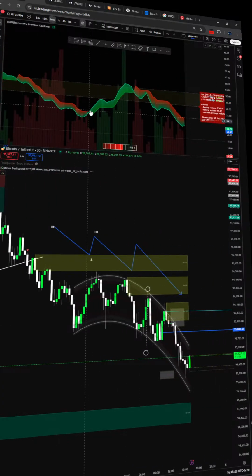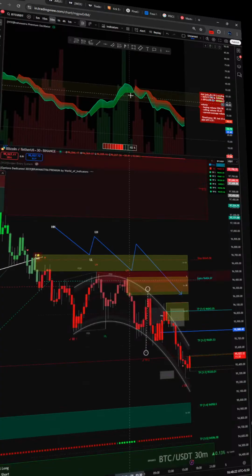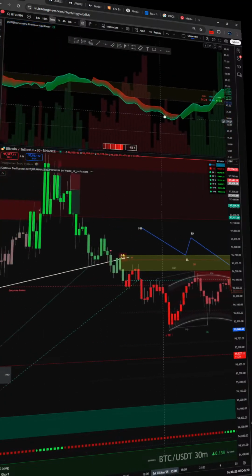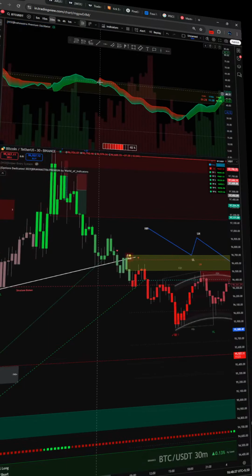So the market started to go up and was rejected from the zone, and the market is going down from here. Down, pullback, down, pullback, down. This is the live BTC chart. Same here, market going down.